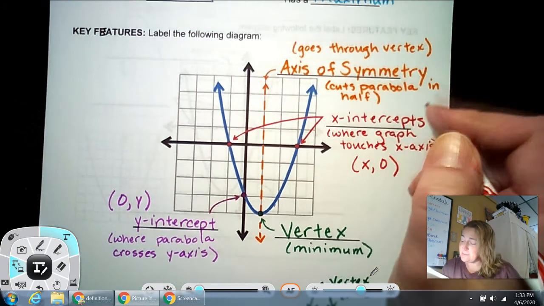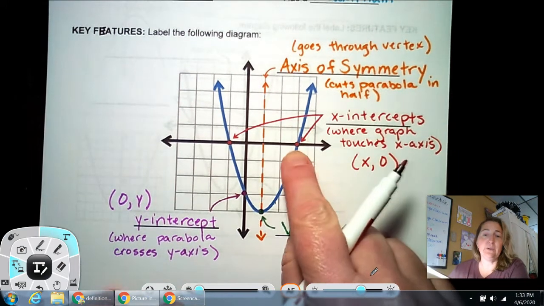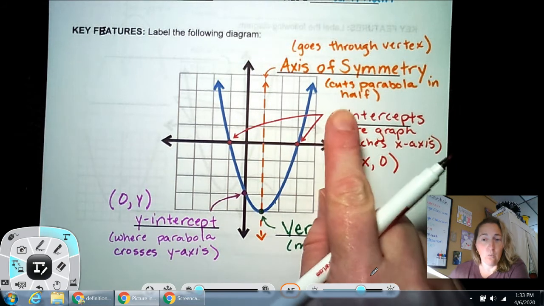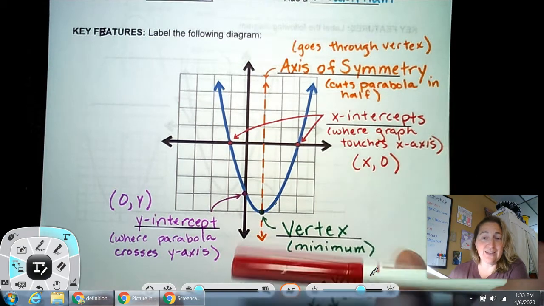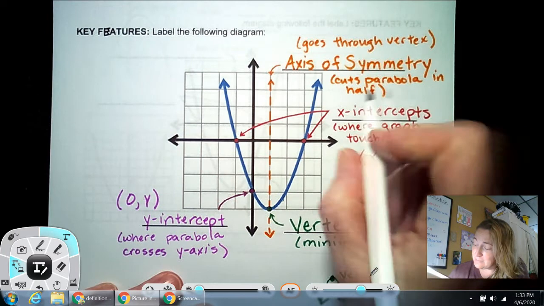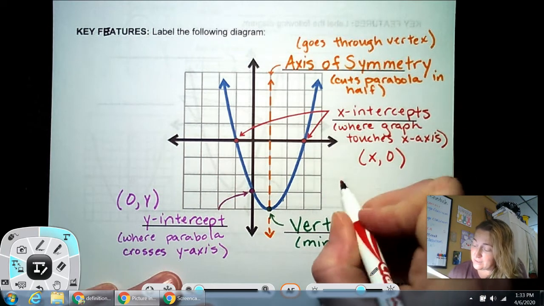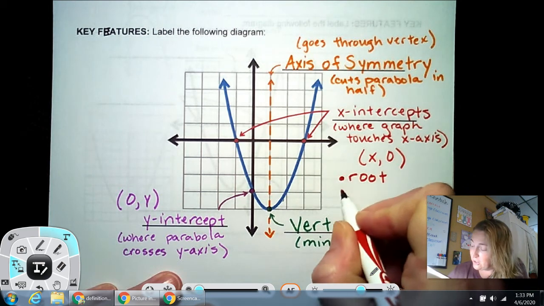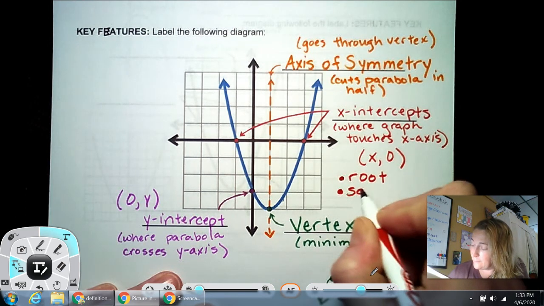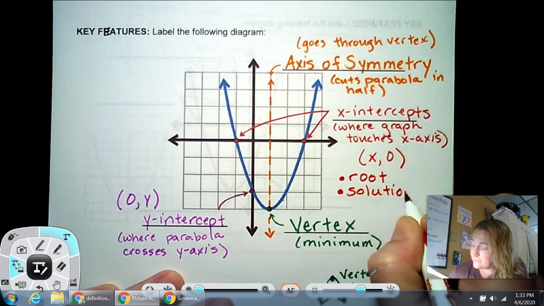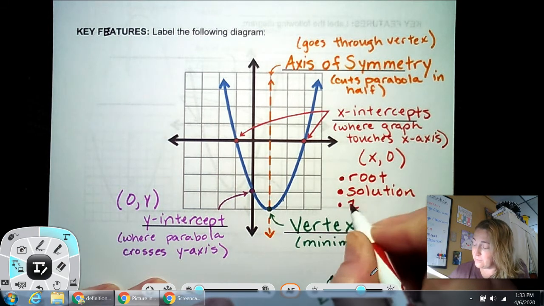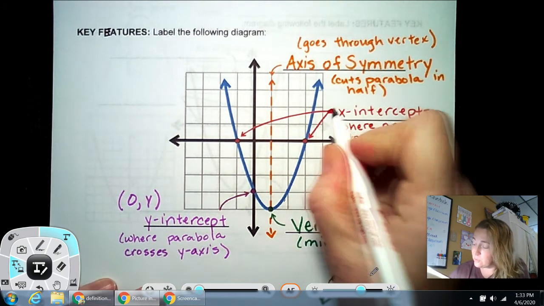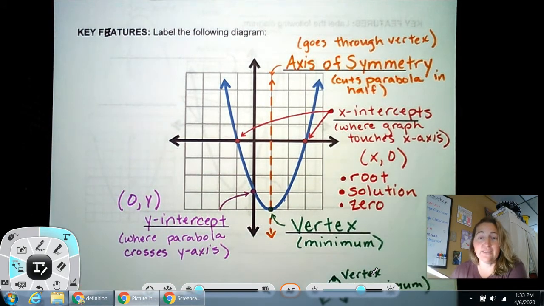Now, the X-intercepts are special because there's a lot of different reasons that they're important, but what's interesting about the X-intercept is it actually has several different names. Sometimes they call it the X-intercept. Sometimes they call it a root. Sometimes they call it a solution. And sometimes they call it a 0. So X-intercepts, roots, solutions, zeros, those are all the same thing.